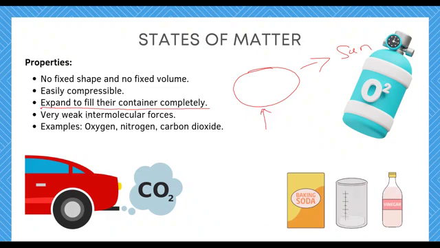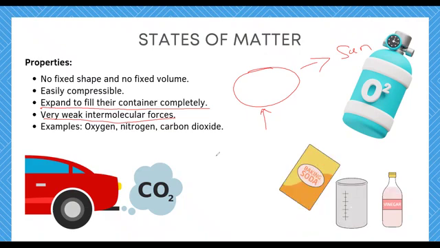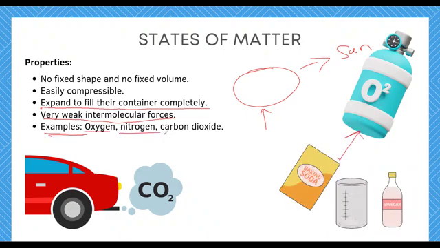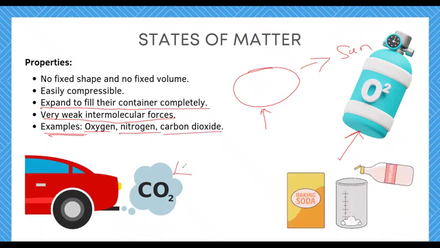And then the second to the last one is that they have very weak intermolecular forces of attraction between them. The forces that hold together the particles of the gas state of matter are very, very weak. That is why they can easily disperse and spread out. And then finally, here are some examples that we have. We have oxygen, as you can see over here. We have nitrogen, and we have carbon dioxide, CO2.